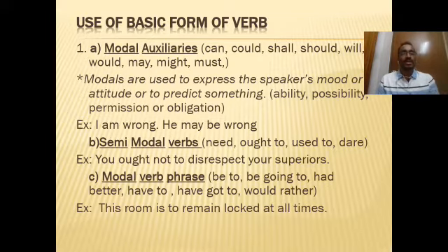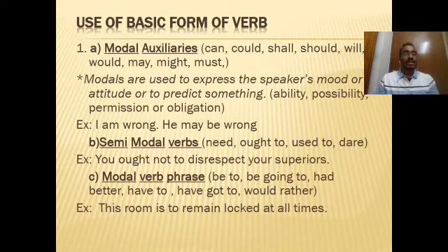For example, see the example for number A: He may be wrong. So there is a prediction here, he may be wrong, may be or may not be. These verbs are frequently used when we are not sure about something, to make a prediction, to express someone's ability, possibility, or for permission, obligation. These are the uses of modal verbs. So we should keep in mind that after a modal verb or semi-modal verb or modal verb phrase, we must use the basic form of verb.